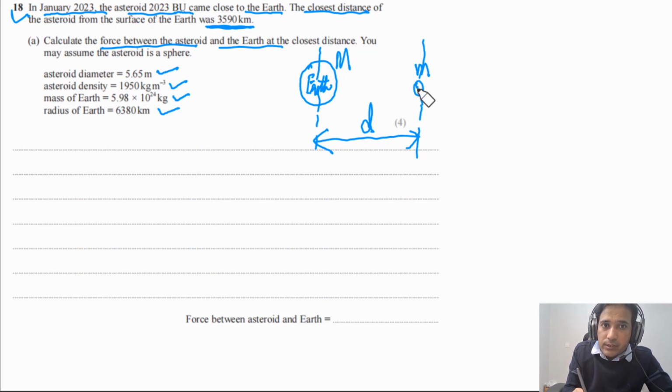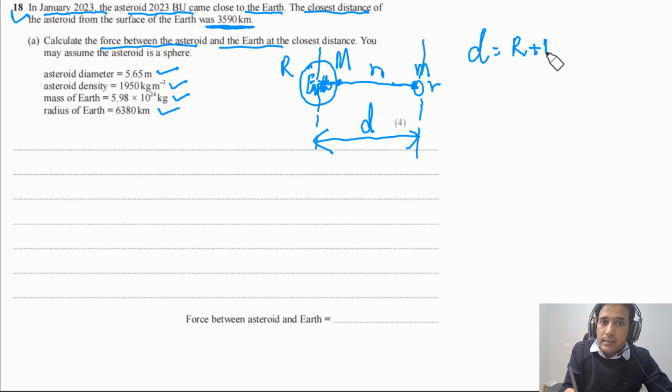So it means we have to take the radius of this one, and we need this distance. That is d. Let's say the radius of this one is capital R and the radius of this one is small r. So d will be equal to capital R plus, let's say this distance R1, the distance from the surface of Earth to the surface of this asteroid, plus small r. So this is the distance from center to center.